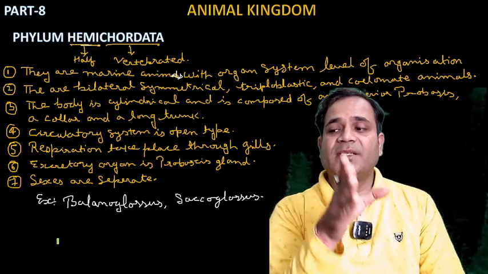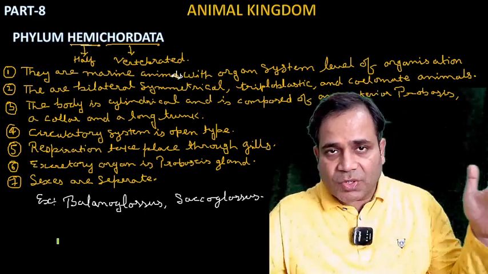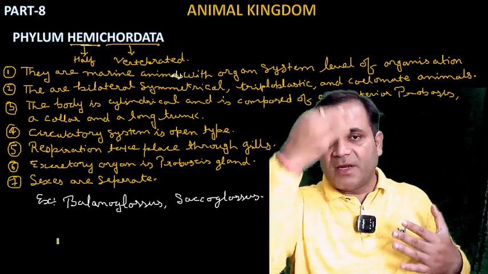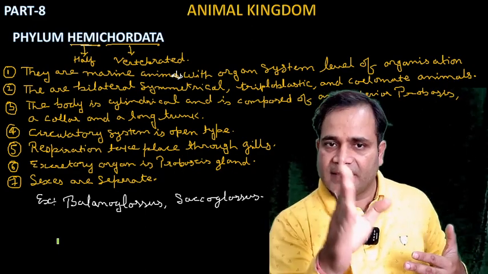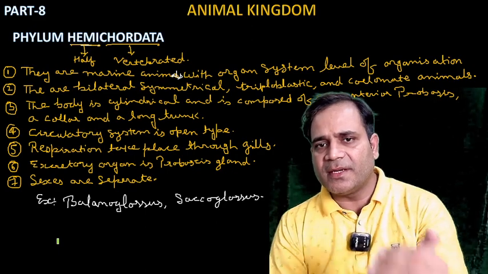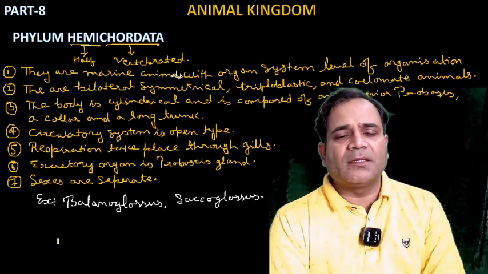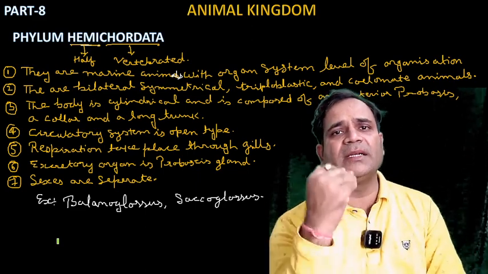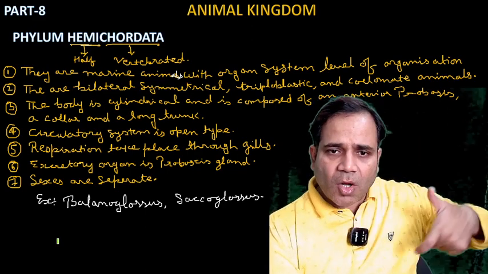The second point is bilateral symmetry. It means when we cut through the center along a plane, we get two equal halves, right and left. Suppose this is our body: if we cut our body, it also divides into two equal halves. This is known as bilateral symmetry. The germ layer is triploblastic, and they are coelomate animals. The body is cylindrical and composed of three distinct regions: an anterior proboscis, a collar, and a long trunk.